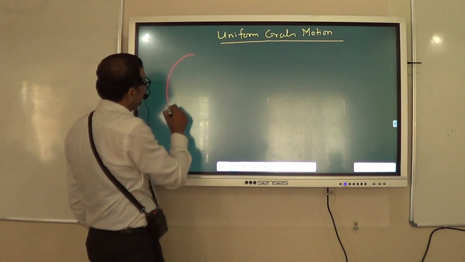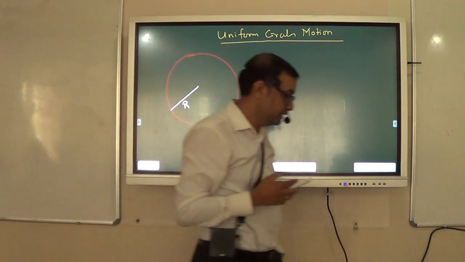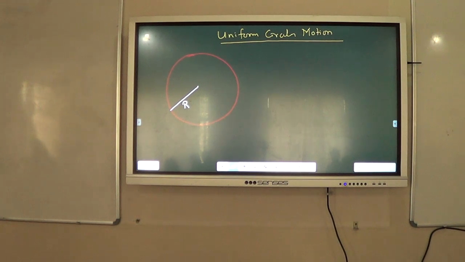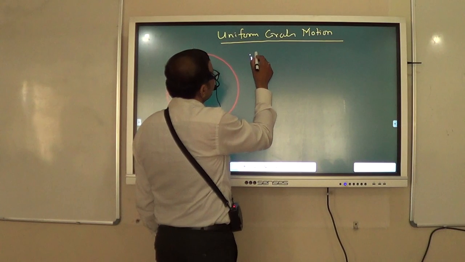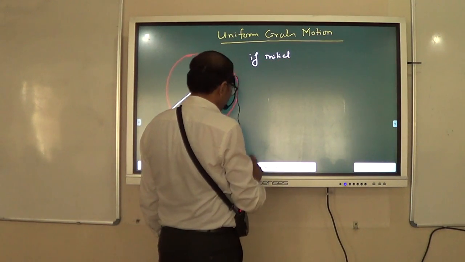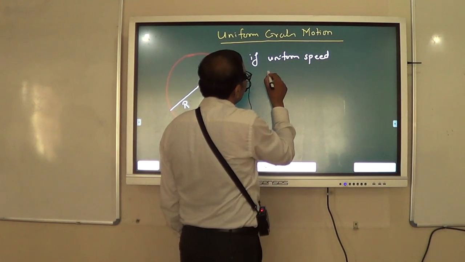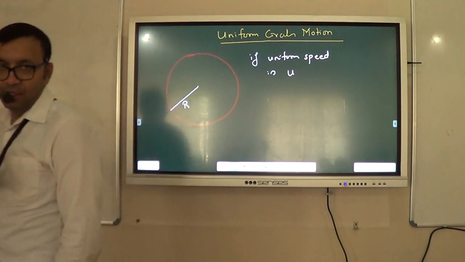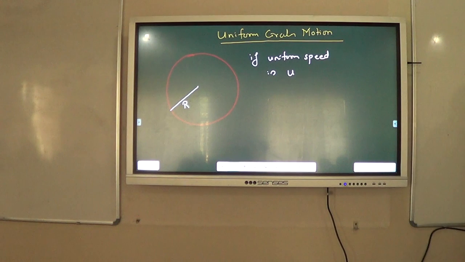Okay, now draw a circle like this. Radius is R. Now, if U is a uniform speed, you have to tell me how much time it will take to complete one revolution. To complete one revolution, how much time will it take?